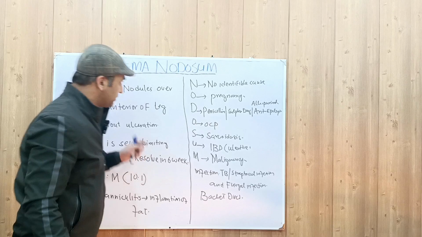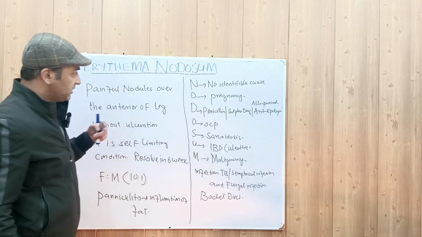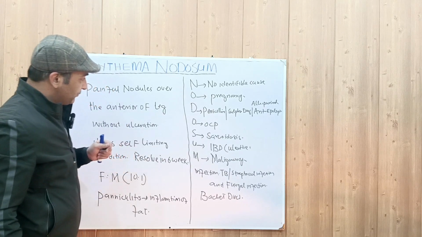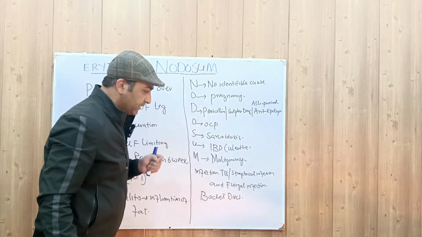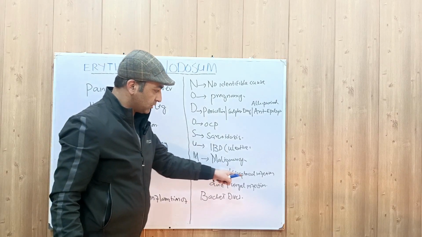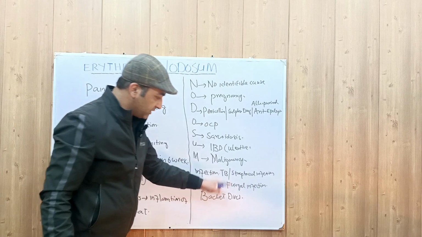So when a question mentions erythema nodosum or says that there is a painful nodule over the extensor surface of the leg, then you should have the NODOSUM mnemonic in your mind. But do not forget TB, streptococcal infection and fungal infection. And the last one is Behçet disease.